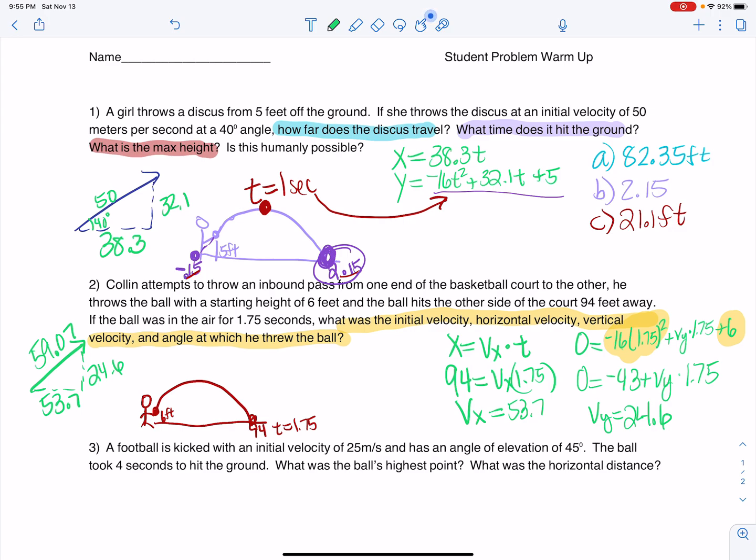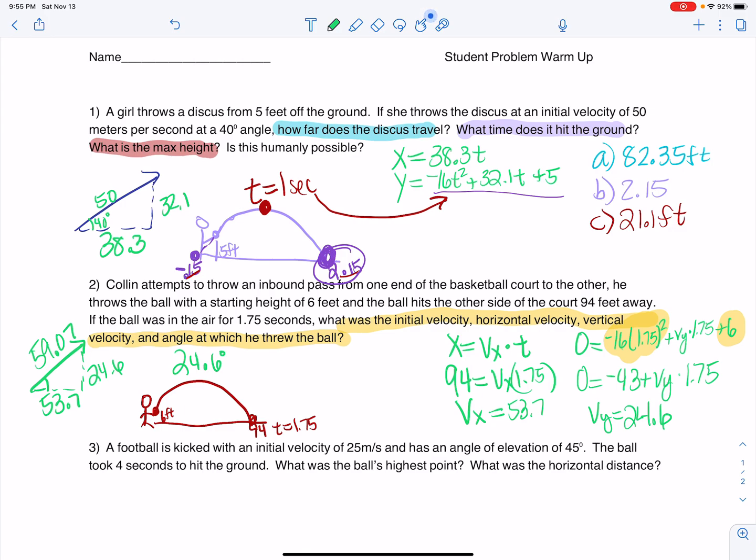And then how do you find the angle? Well, you have 3 sides. So personally, because I know my velocity, I always just do the inverse tangent of 24.6 because that's opposite divided by 53.7. But it really doesn't matter. So this angle in there, I got 24.6 degrees. Okay, so that's answering the velocity questions.